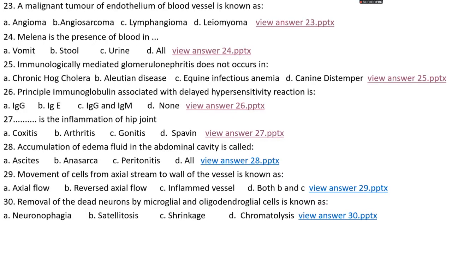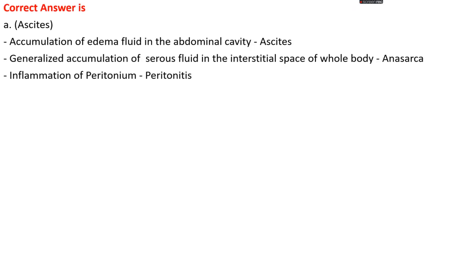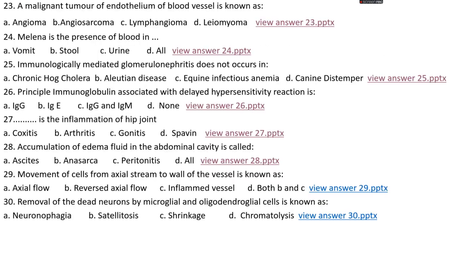Question number 28. Accumulation of edema fluid in the abdominal cavity is called option A, ascites, option B, anasarca, option C, peritonitis, option D, all. The right answer is option A, that is ascites. Accumulation of edema fluid in the abdominal cavity is known as ascites, while generalized accumulation of serous fluid in the interstitial space of the whole body is known as anasarca, which is mainly seen in allergic conditions, while inflammation of the peritoneum is known as peritonitis.